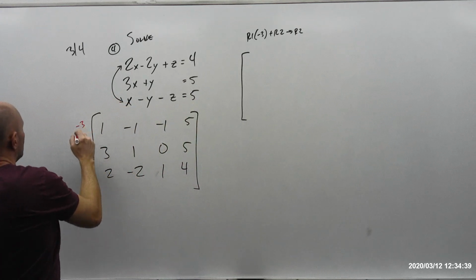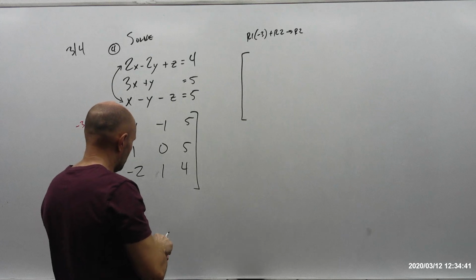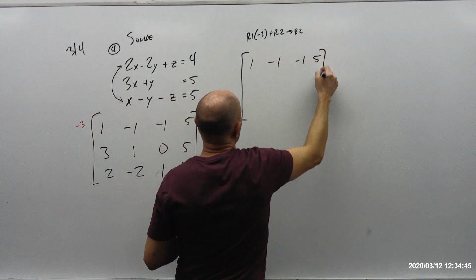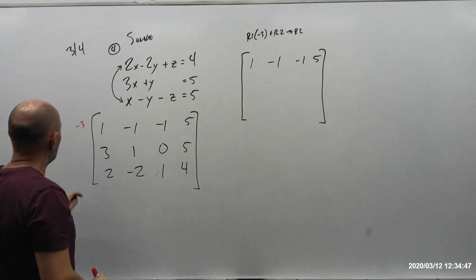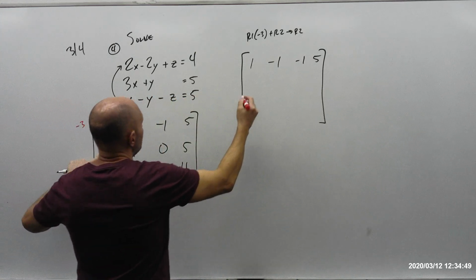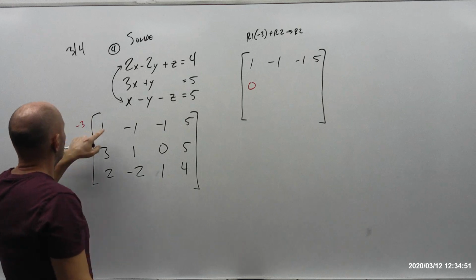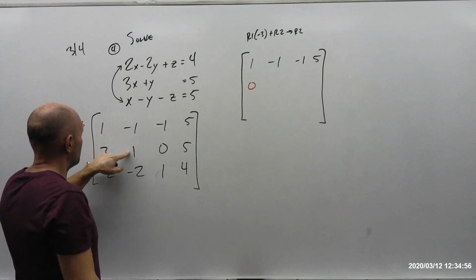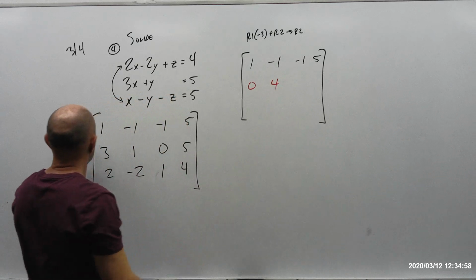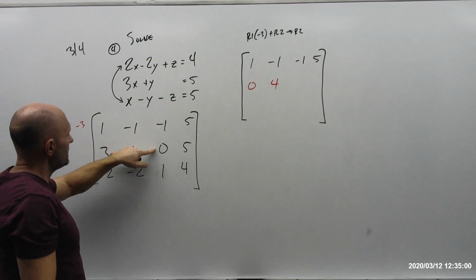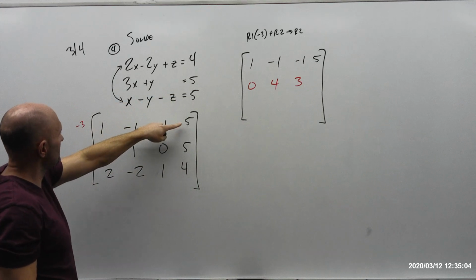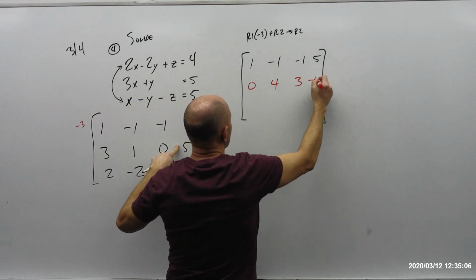So this is getting multiplied by negative 3. First row stays the same, 1, negative 1, negative 1, 5. So when I multiply this, negative 3 plus 3, 0. Negative 3 times negative 3 is positive 3, plus 1 is 4. 3 plus 0 is 3. And negative 15 plus 5 is negative 10.